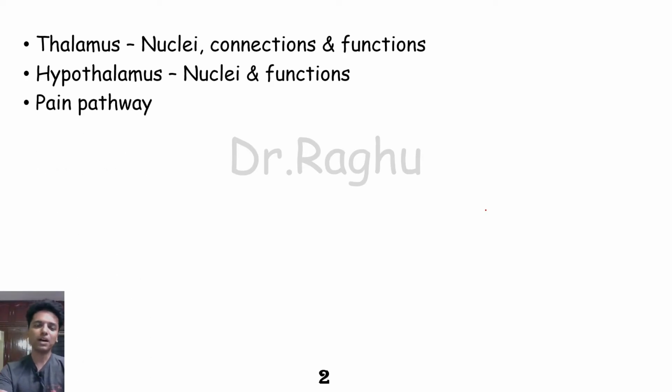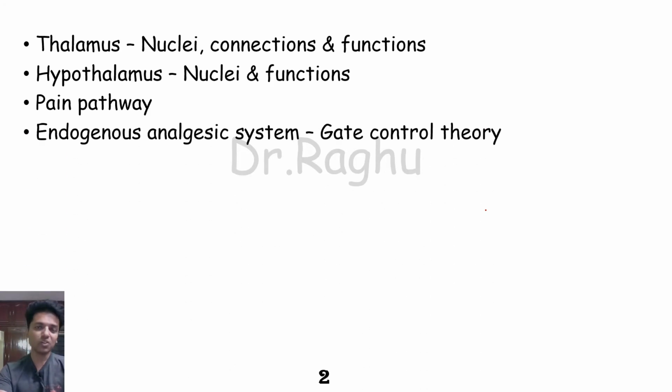Again, that is the pain pathway. Herein you will have to know the different types of pain, most importantly the slow pain and the fast pain, the pathways of the slow pain and the fast pain, and the fibers which carry them. Then you will also have to know the endogenous analgesic system, and the most important, the theory called the gate control theory. Many times this question has been asked: endogenous analgesic system and the gate control theory.